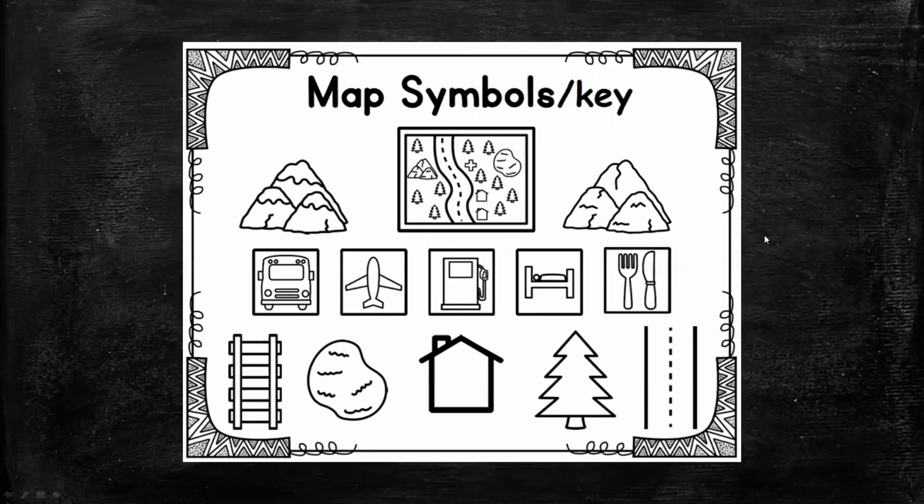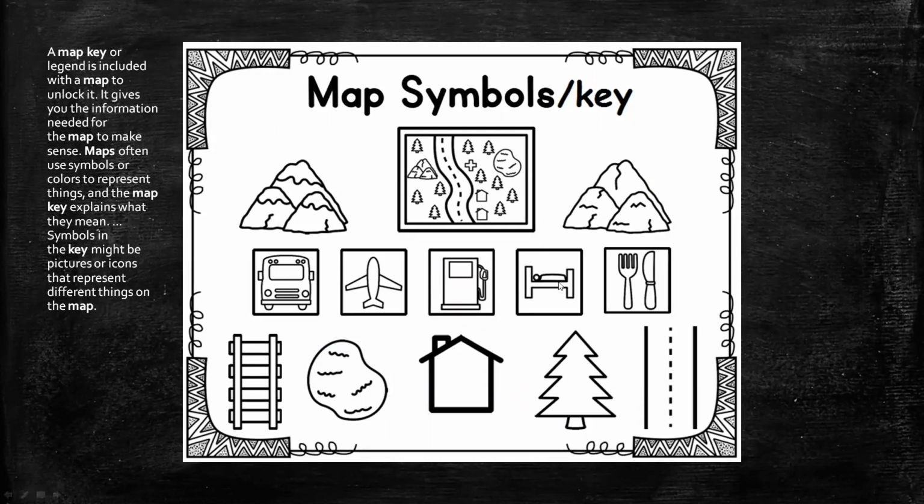Furthermore, let's look at map and symbols. This is the key. We know that a map key is what unlocks a map so you can read it. And these symbols or legends that you see right here are included in a map, and they give you information that is needed so that you can make sense of a map.